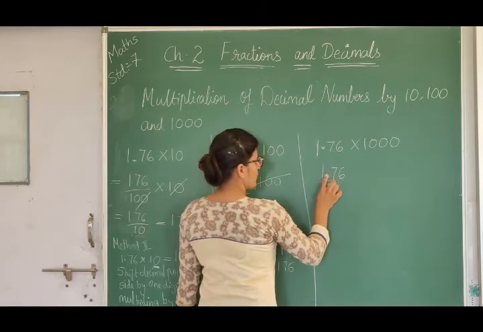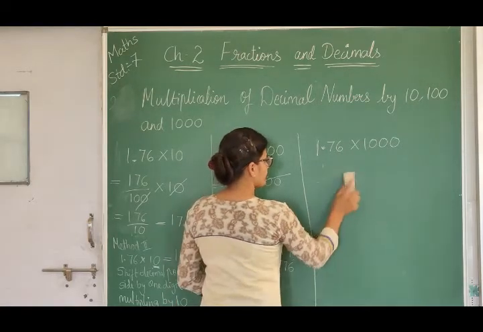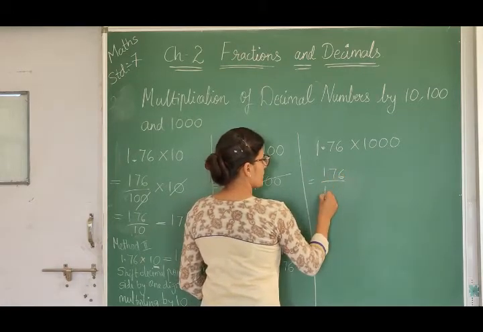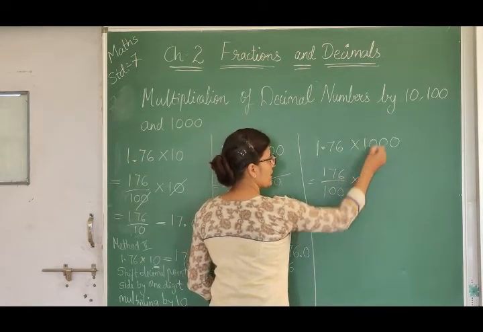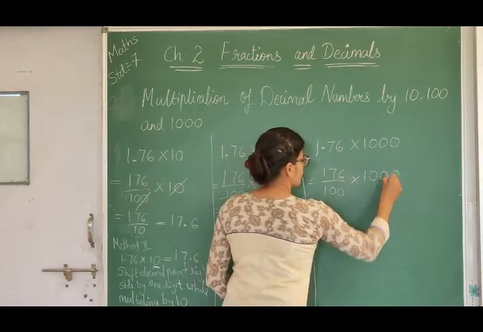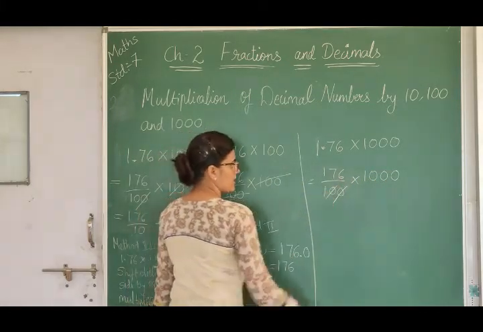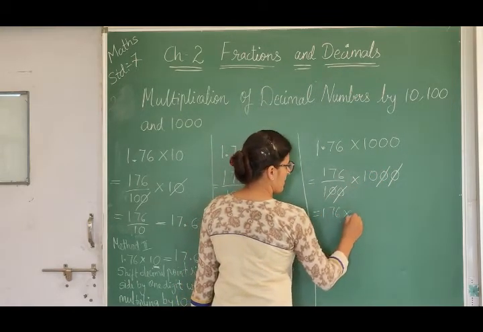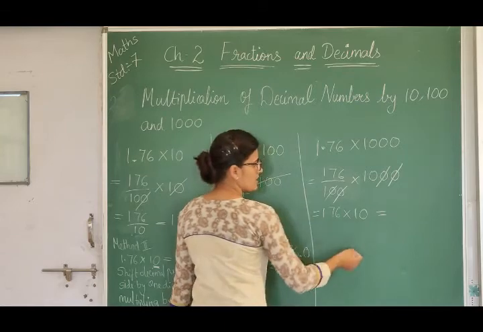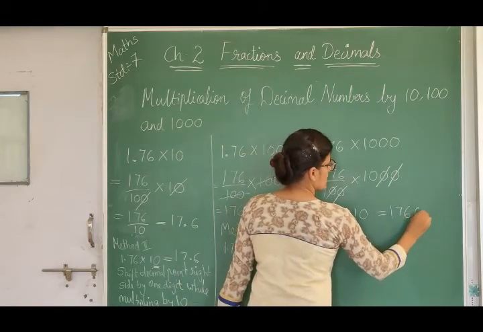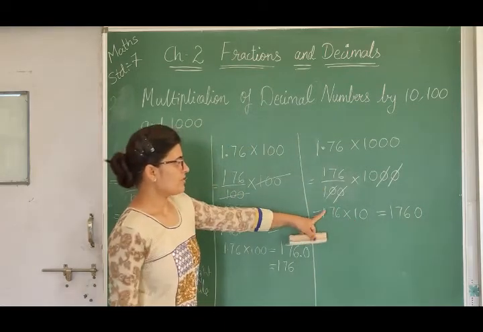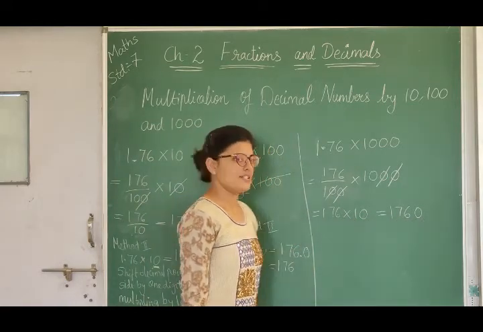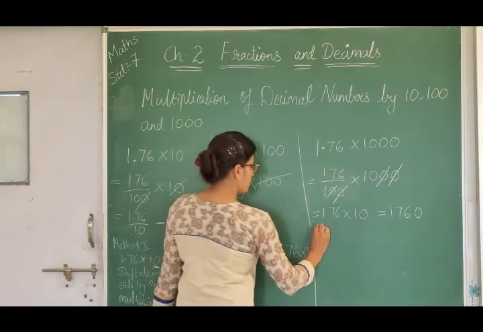Divided by, the point will be taken out. So 176 divided by 100, multiplication sign and 1000 as it is. So here 2 zeros are cancelled out. So the remaining things are 176 multiplied by 10. So what will be the answer? 1760. So this way, by the first method we are getting 1760 as the answer. Now by method 2.